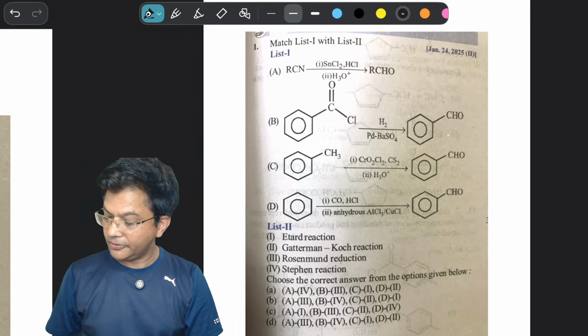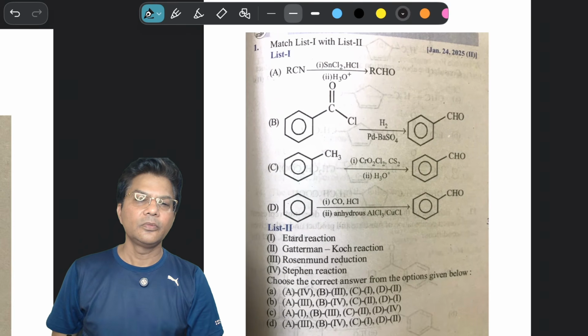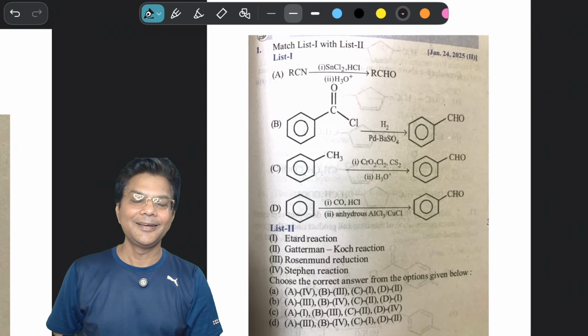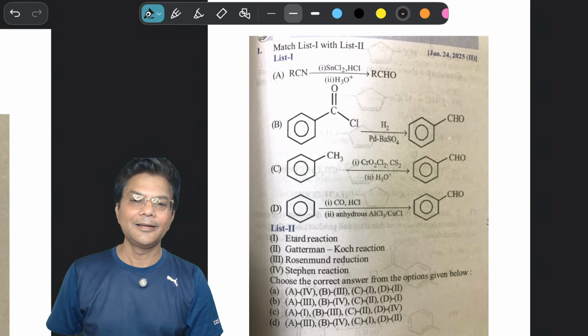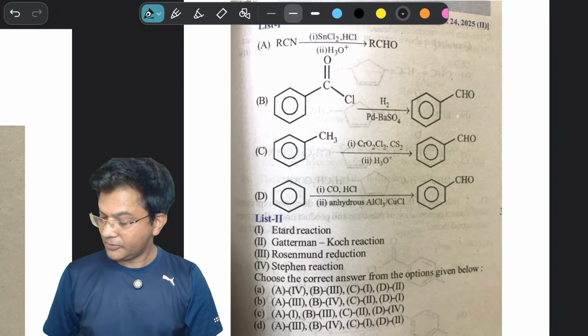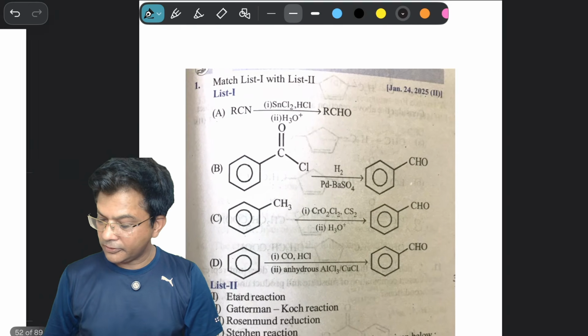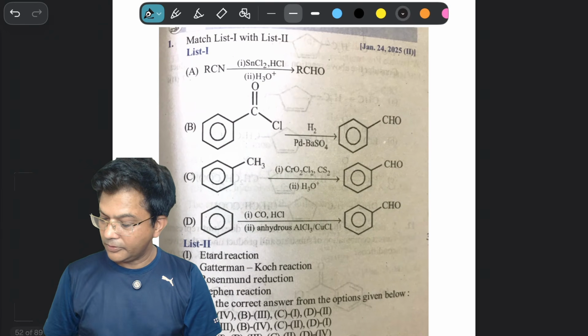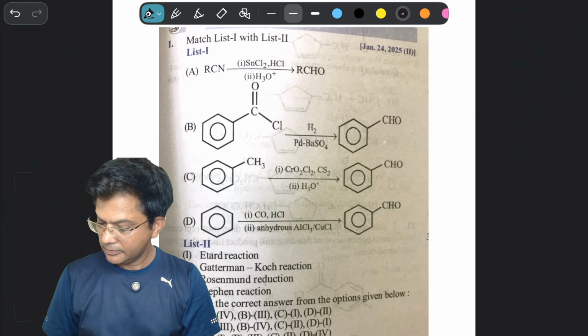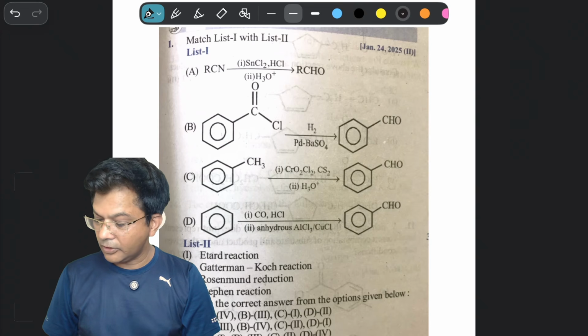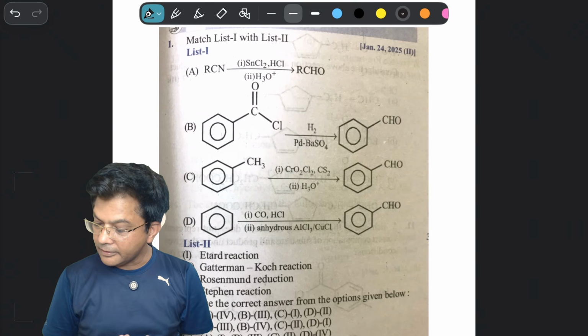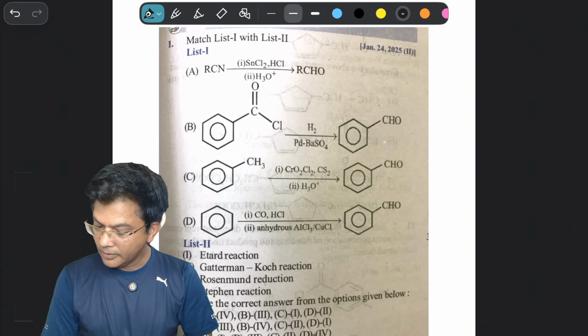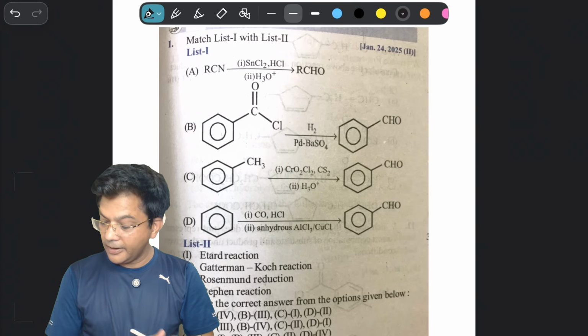Now see, is it visible to all of you? Matching question. So just try it out. What they are saying, match list 1 with list 2. Benzaldehyde, H2, right? This is also right. All of them are right, only you have to write down the names.